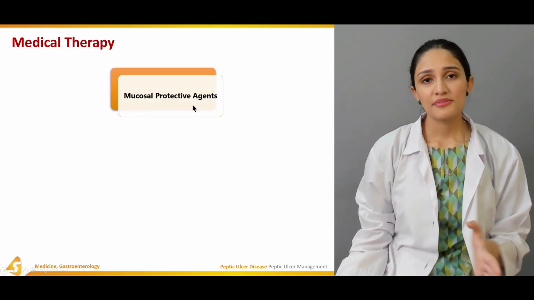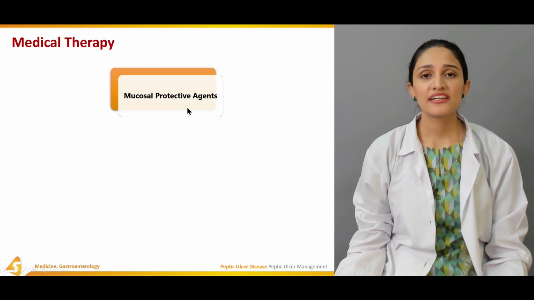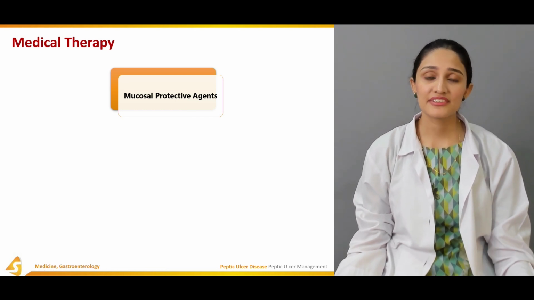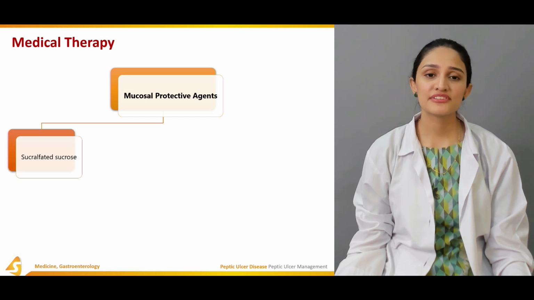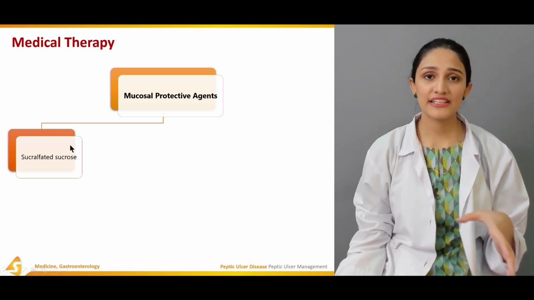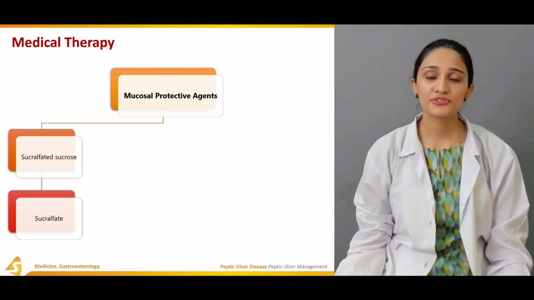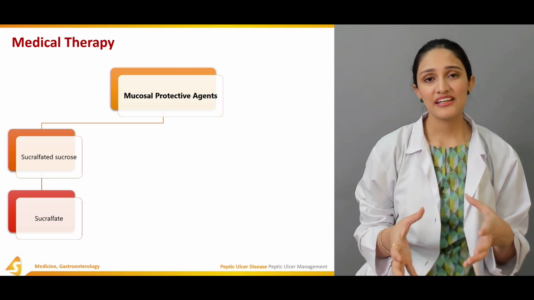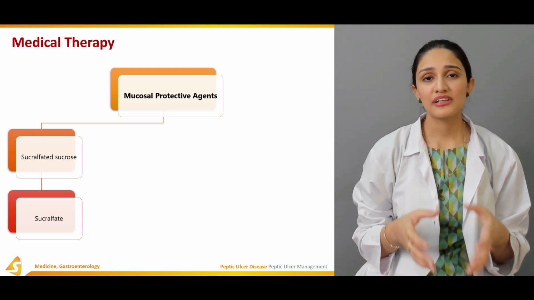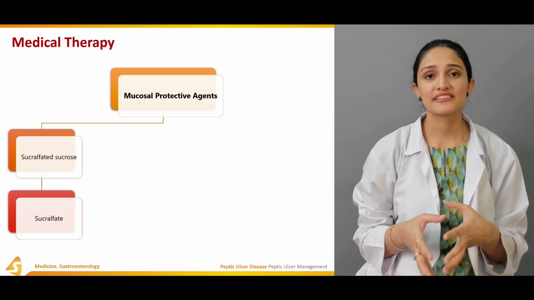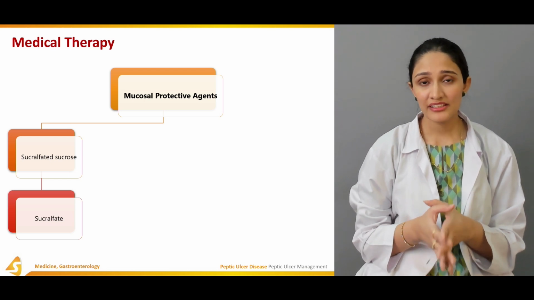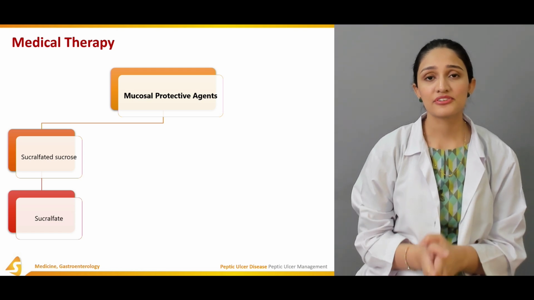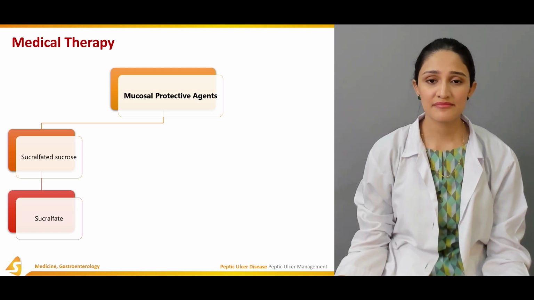So the third type of medical therapy that we can provide the patients with is the mucosal protective agents. There are different types of mucosal protective agents. First being the sucralfate, which is sucrose aluminum sulfate. Sucralfate is also equally effective to histamine receptor antagonists, and it is usually given to patients widely around the world for the treatment of peptic ulcer disease.